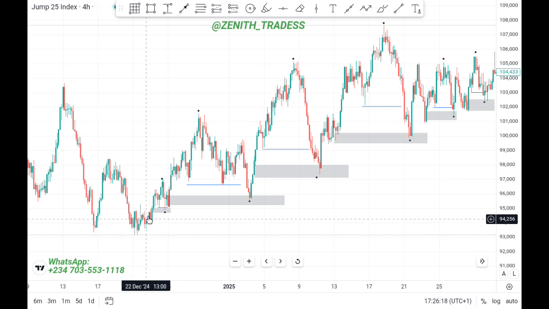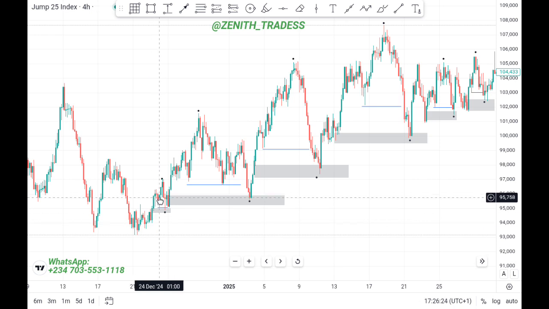Price going up created that impulsive move. The impulsive move created a minor high, minor low, created a major high. The black dots are the major high and low. So that major high came back to sweep liquidity of the previous low, and you can see that it's coming from a key level.